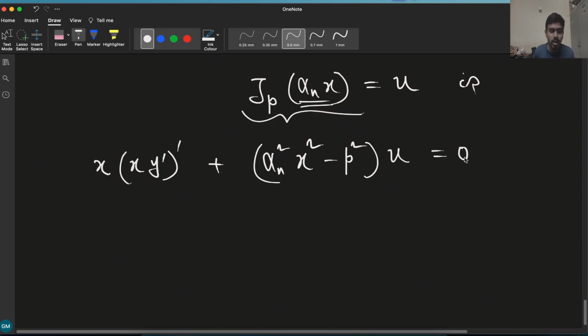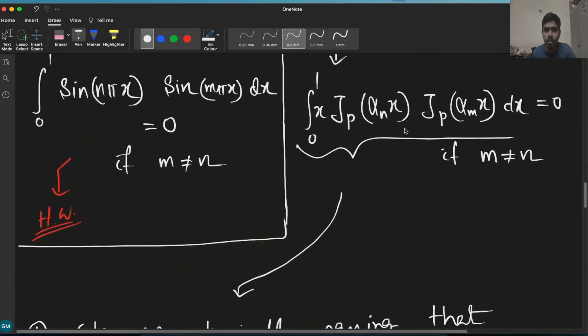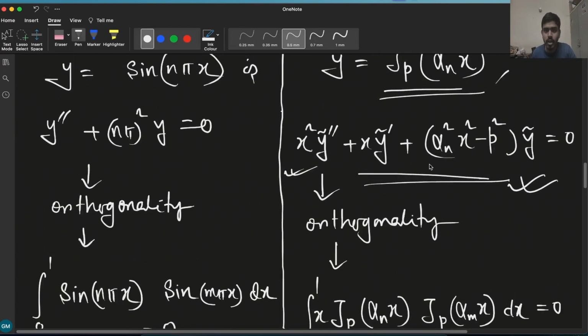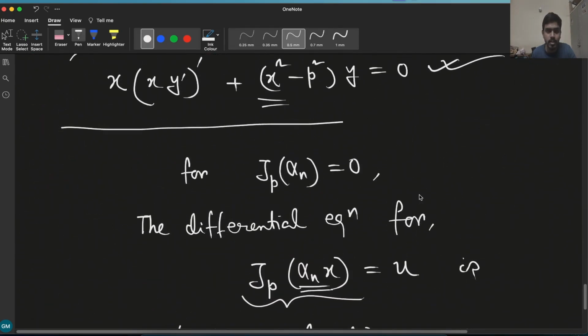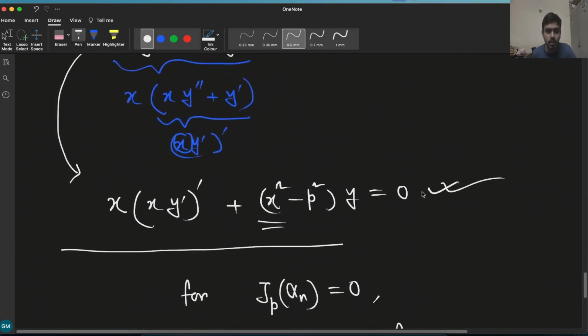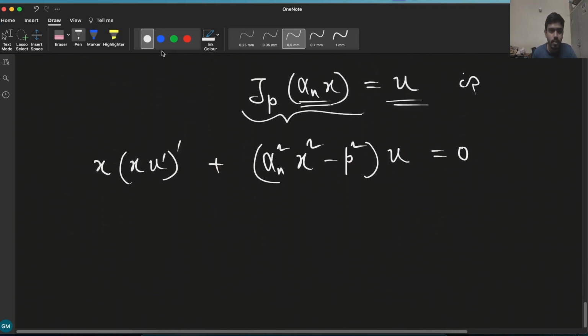And let me call this, okay, this is not y, this is now u, sorry, this is u. So this equation is for the newly defined function, that is y tilde. So similarly here, this equation is for u. So let me call it equation 1.